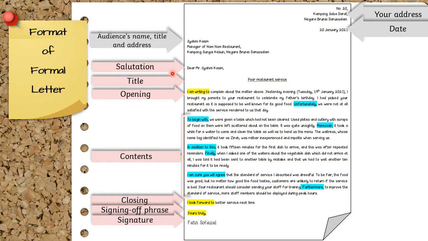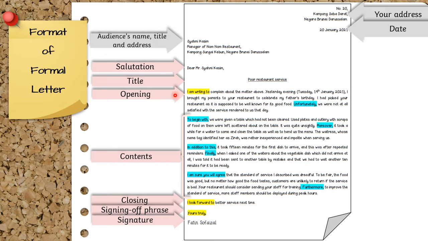But this one, you happen to know the name and the title, so it's Dear Mr. Shahmi Kasim. And then you write the title of your letter. So here it is Poor Restaurant Service. So from the title, you can tell what the purpose of the letter is, right?